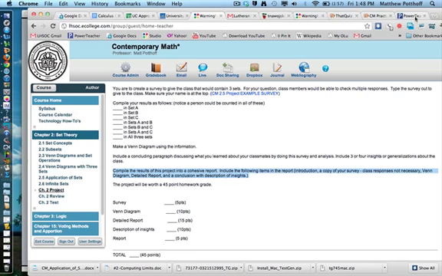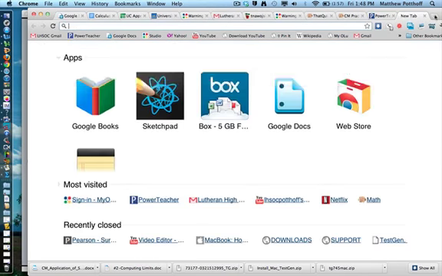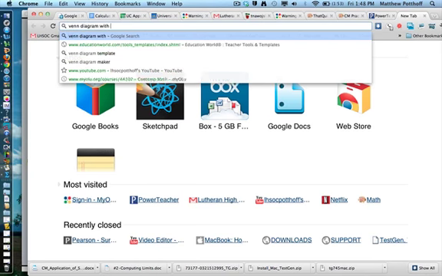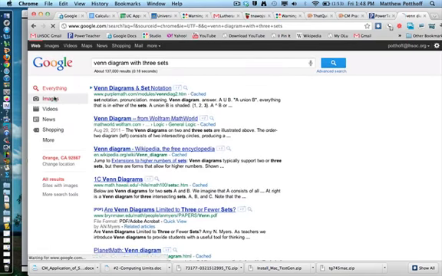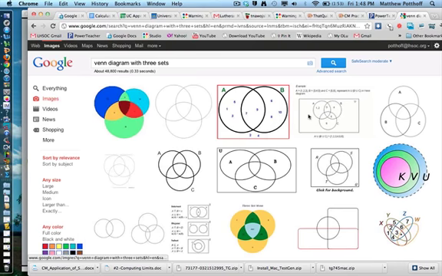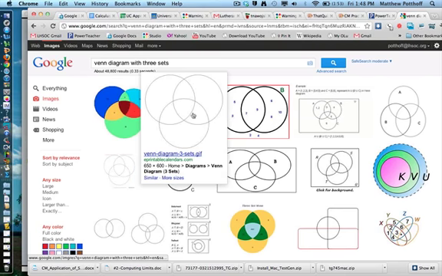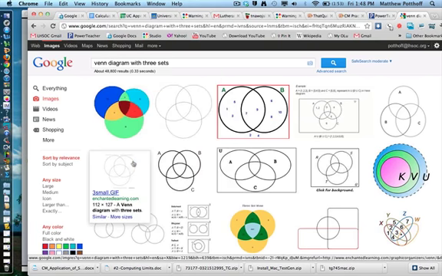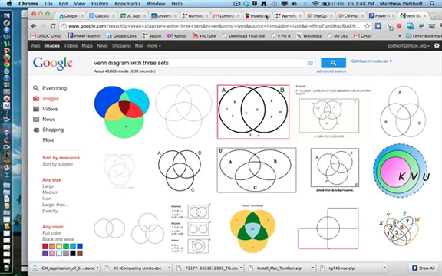Okay, so let me show you what we could do with that. Okay, we'll go to images, and there you go. You have a plethora of blank ones. Okay, so you can just copy that, paste it into your Word document, and then use text boxes, and then just place them over it, and then you can insert your numbers. Okay, so that's one way of doing that.